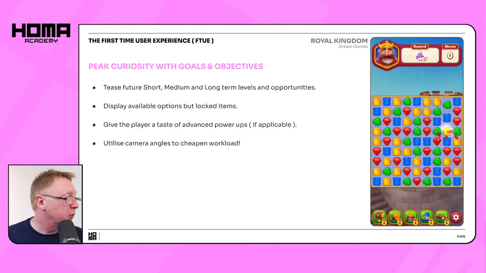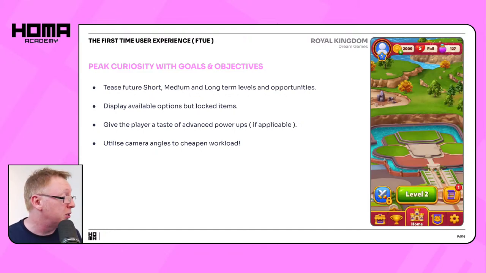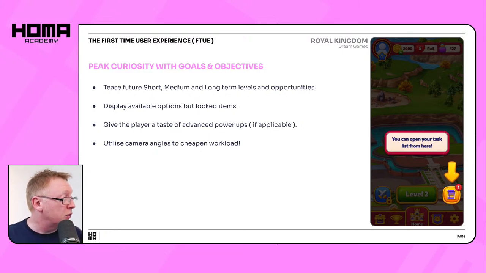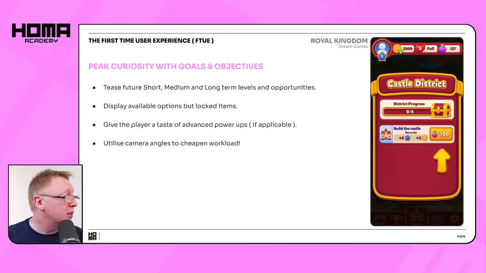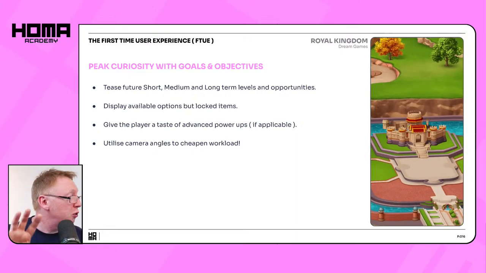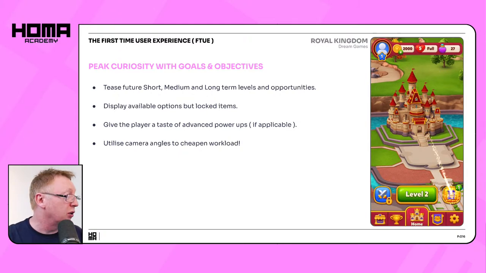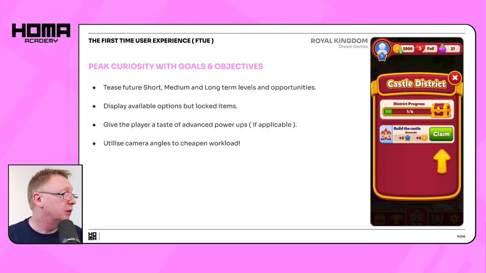And next up, which I think is super curious here, great level complete, but look, it unlocks at level 32 the magic pots. Like, what's magic pots? I don't actually know what magic pots is. But again, we've got some arrow pointing here. We can see that we're now in a castle district, and that camera zoom there is really focusing on what the game does great, which is the graphics in this game. So I think this one's a really nice one.